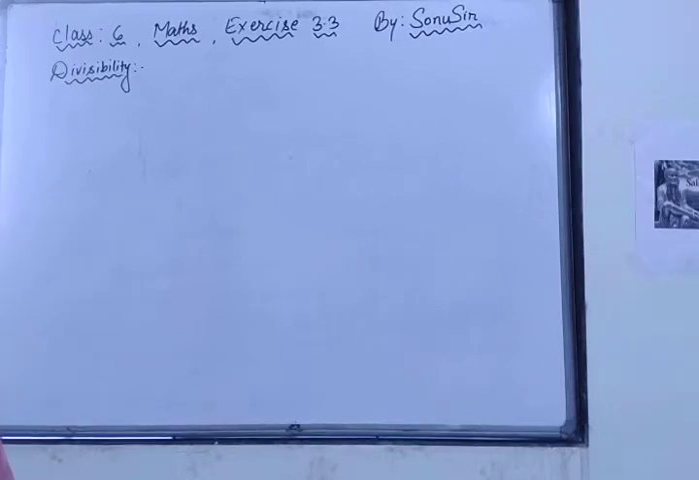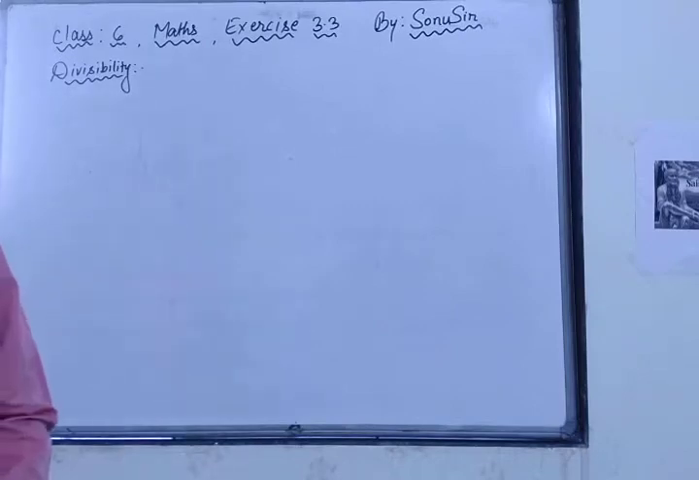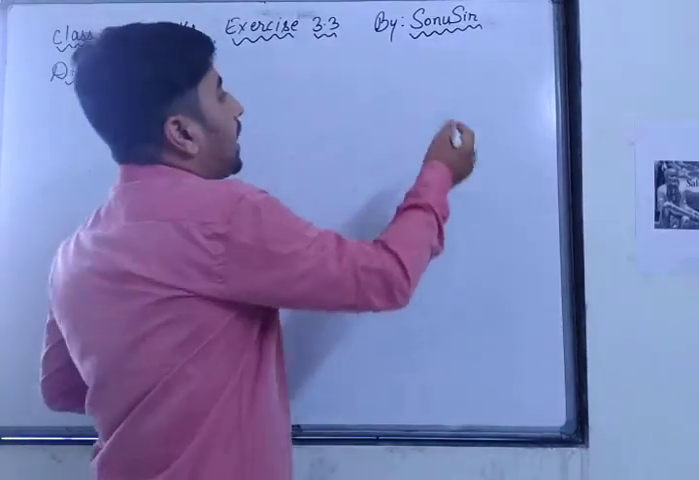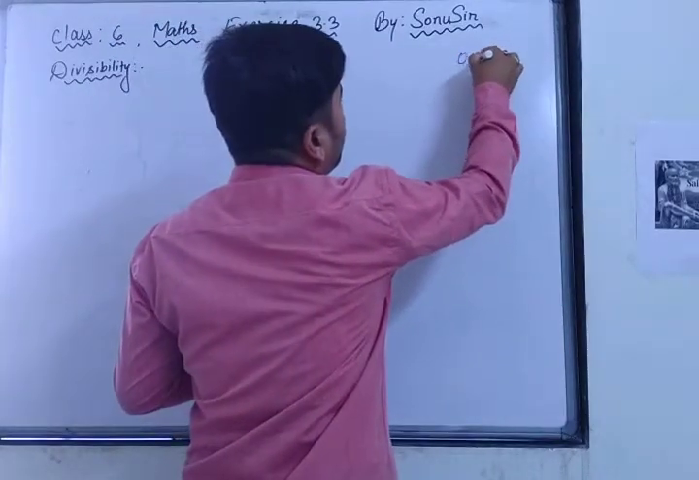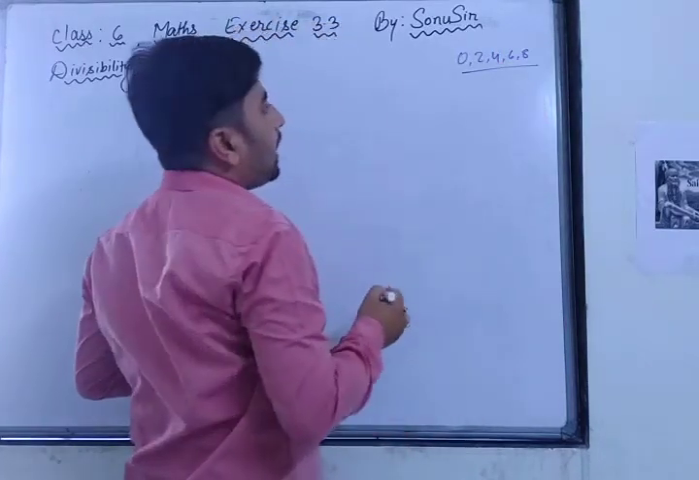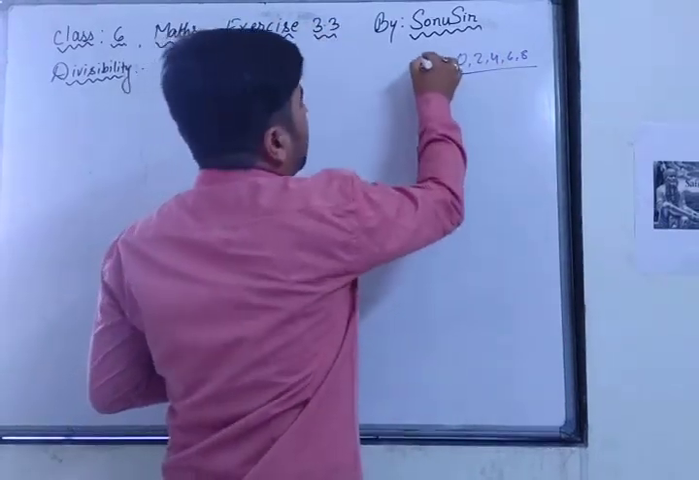If you have not written it in your notebook, then please download the PDF of class 6 NCERT chapter 3. You will get the divisibility of each and every number. As in the previous video I explained, for divisibility by 2, a number which has all the even digits like 0, 2, 4, 6, 8 in the units place is divisible by 2.